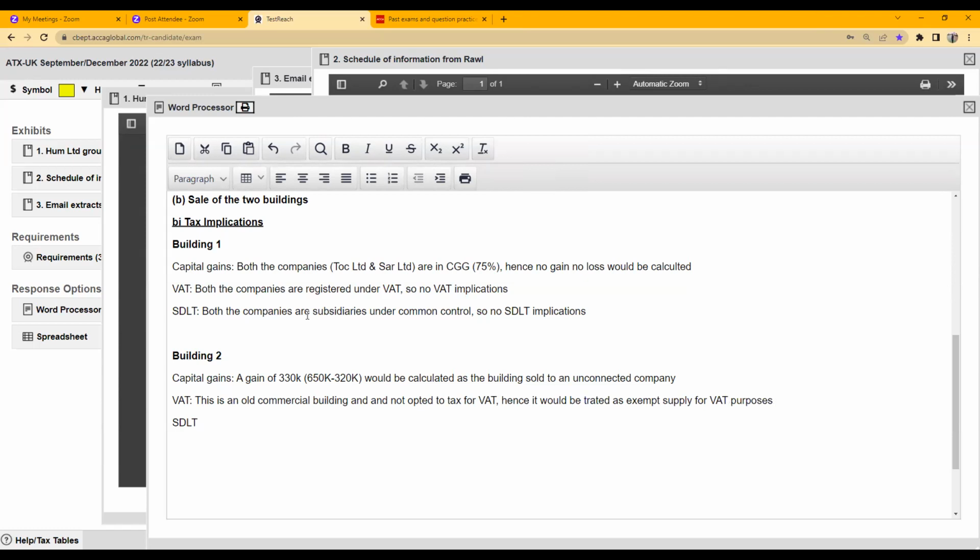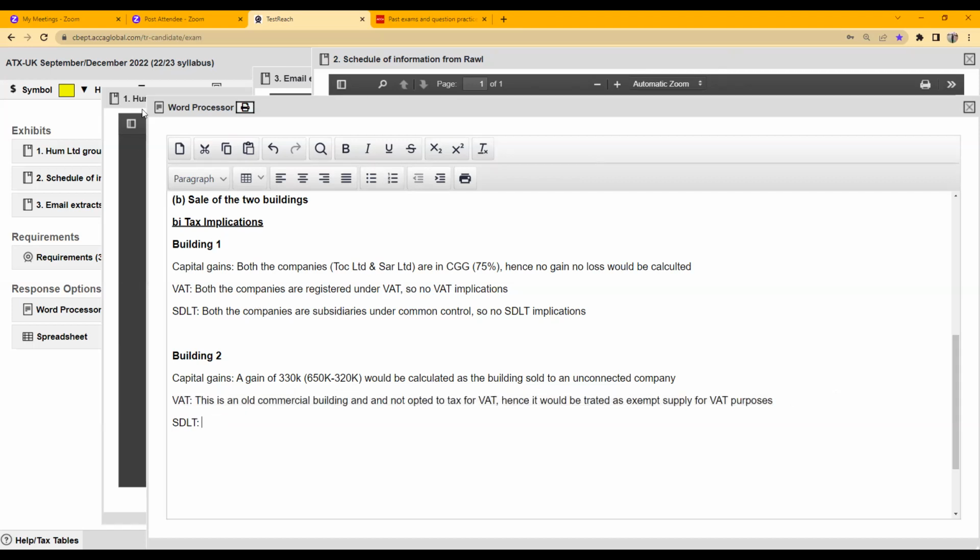Are you guys okay with this point? Got the idea of why I have written this? Because this building is used in business. It's an old commercial building purchased in 2009 and sold on 1st Jan 22. So it would be considered as an exempt supply. So no VAT implications. No VAT would be charged. Are you guys okay with this specific point with respect to VAT? I'm waiting for your answers. Perfect.